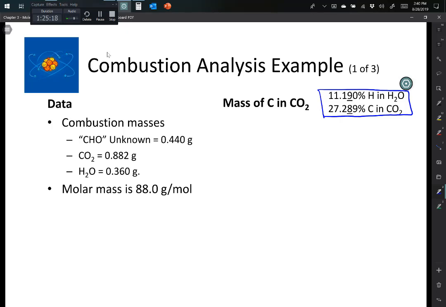I want to know how much carbon is in that CO2 from the combustion analysis. All right, so this is all I'm going to do. It's going to be 27.289 grams of carbon for every 100 grams of CO2. And I'll get a number for that.